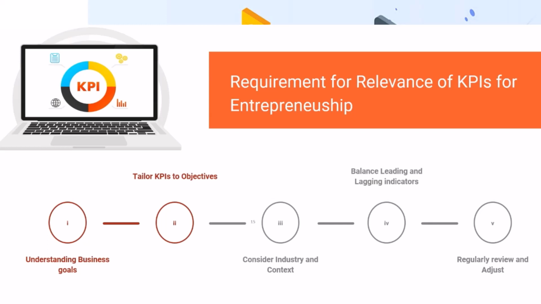Another thing is tailor KPI to objective. Select KPI that directly relates to these goals, such as customer acquisition rate, customer lifetime, conversion rate, or gross profit margin. Consider industry and context. Evaluate the industry environment, the market dynamics, very key, and business context to choose KPI that are most meaningful, relevant for your specific venture.